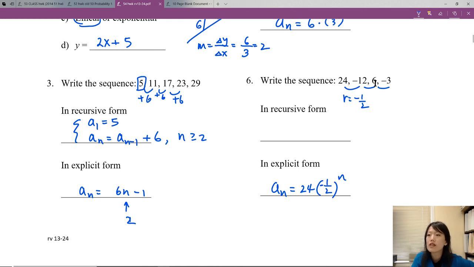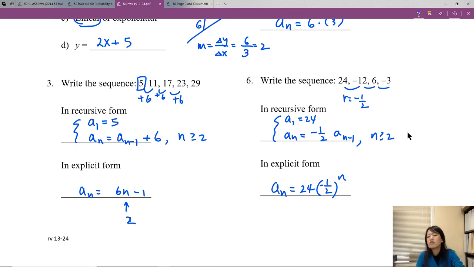Then the recursive answer is easier. That means every time you take the prior one and multiply by negative half. So you set the first one, and every subsequent one, a sub n, is negative half times a sub n minus 1. Take the prior one times negative half. This is when n is greater than or equal to 2. Pretty easy? Recursive and explicit, really easy. Whether or not you're tested on it, it's good to review.